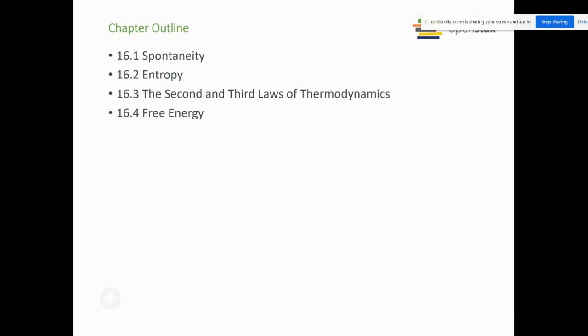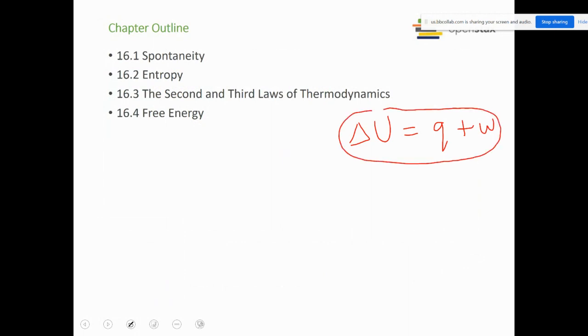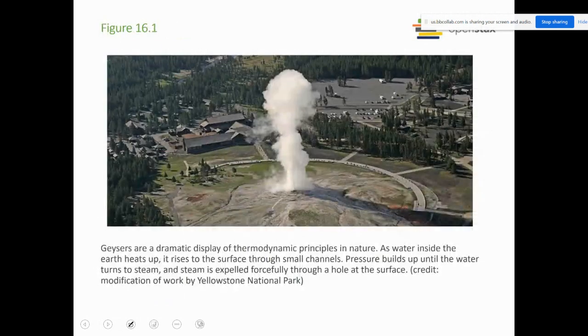So if you need a review, remember in KM 115, at least whenever I taught it, we used that the change in internal energy is the sum of heat plus work done. Right? So that was the first law of thermodynamics. All right, and finally, we're going to talk about this free energy and the change in free energy, delta G, what it means, and how that can dictate whether the reaction is spontaneous or not. With respect to the concept of spontaneity, right? So think about this, right? This is an example of a geyser from Yellowstone National Park.